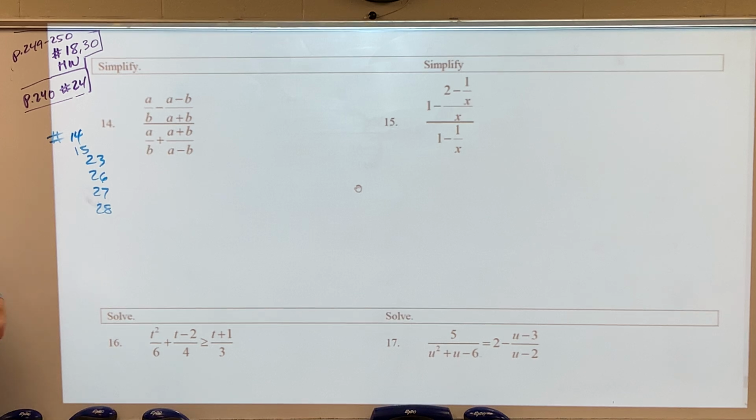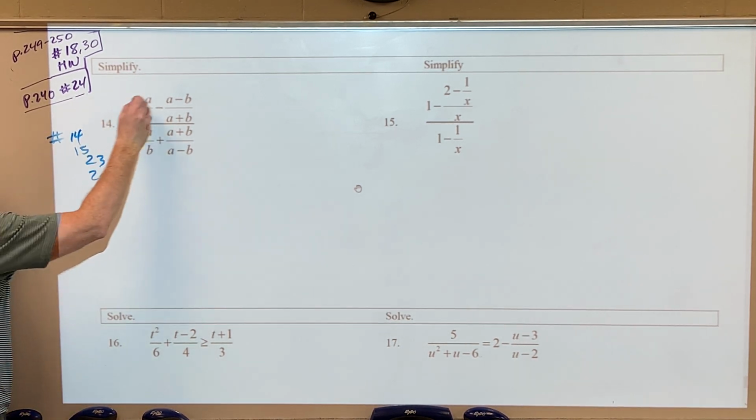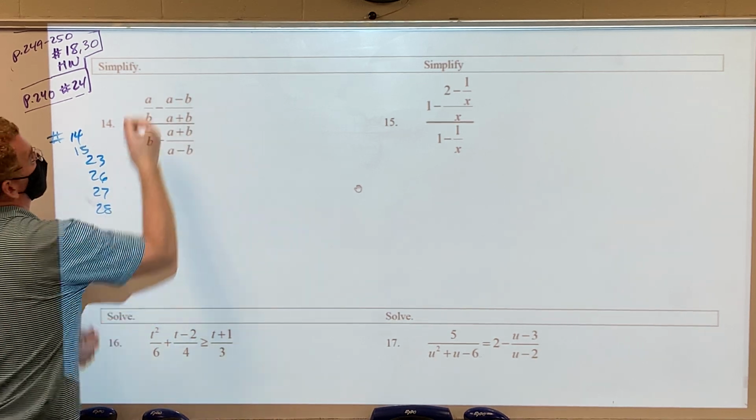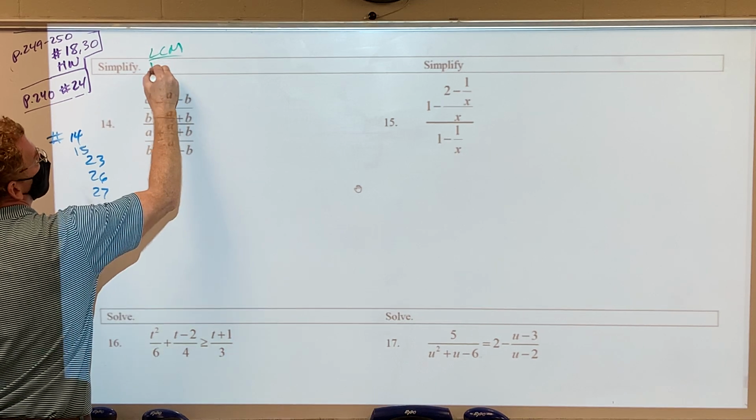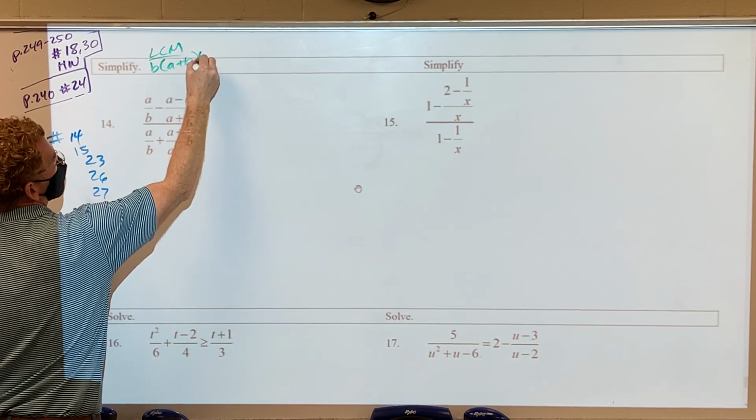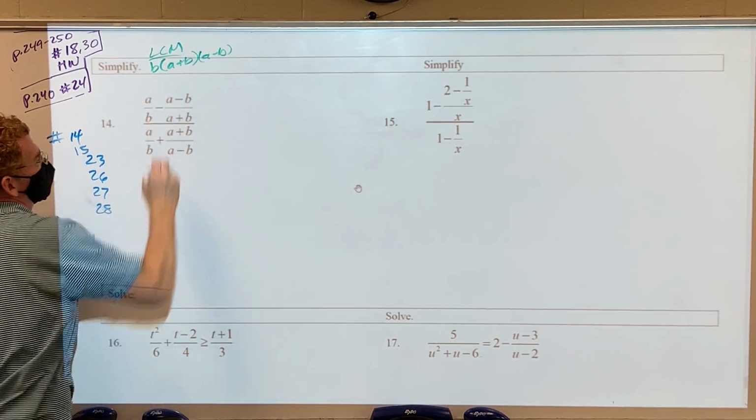What might be a good thing I could do? Multiply the top and the bottom by the common denominator of all four parts. What would be that common denominator here? What is that LCM there? A plus B times A minus B times B.